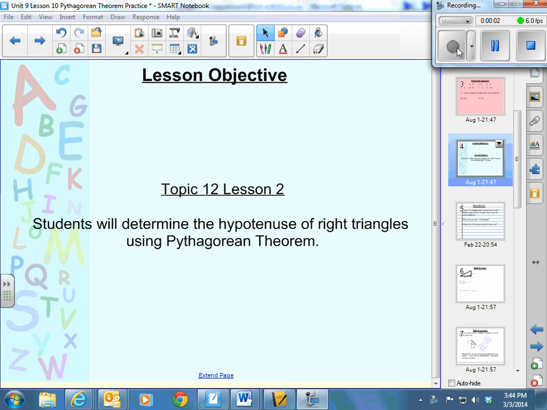Hi, this is Ms. Pettigrew, and today we're going to take a look at Topic 12, Lesson 2. You'll be determining the hypotenuse of right triangles using the Pythagorean theorem.